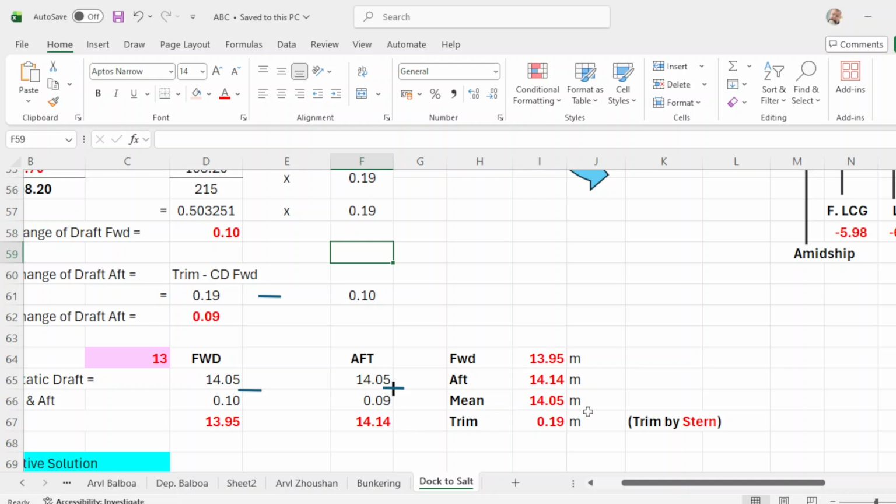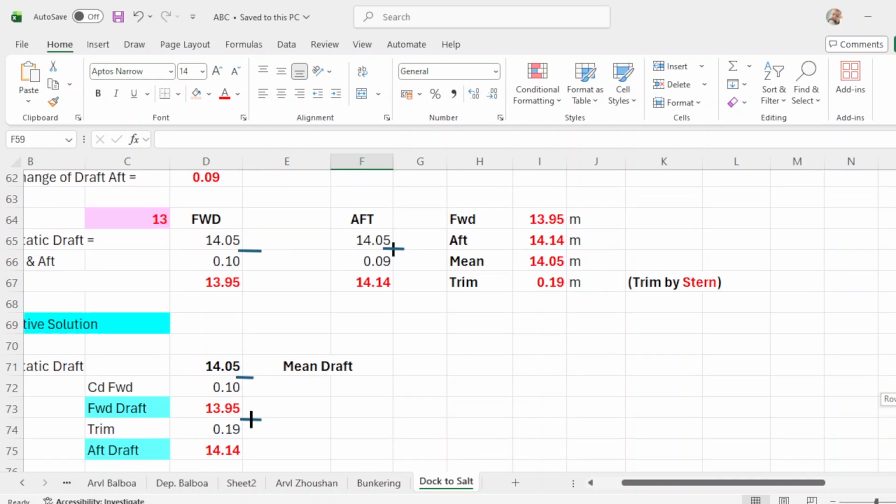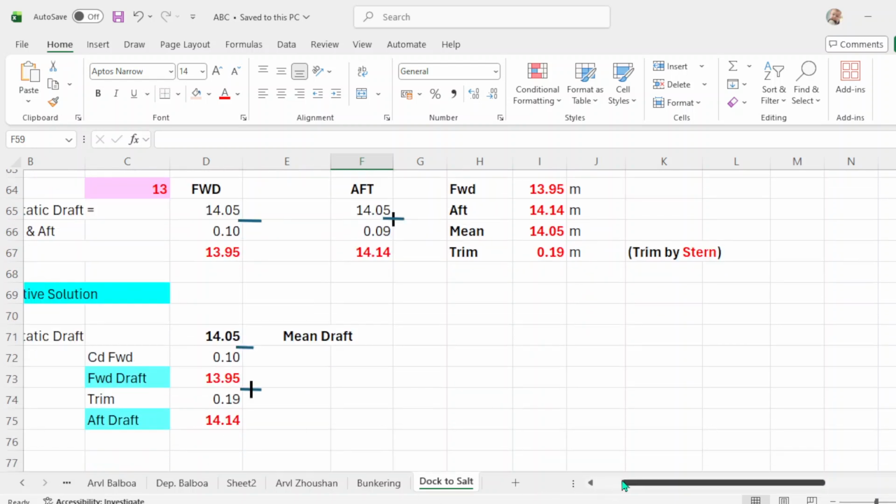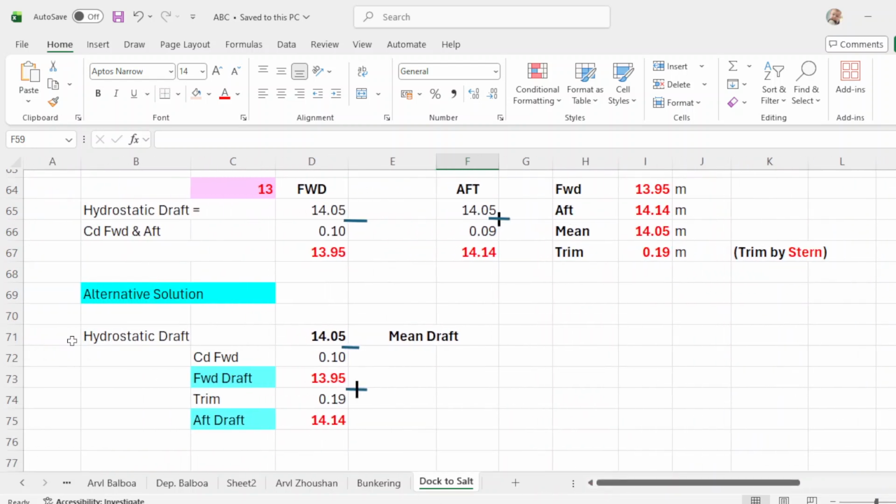Your main drop is 1405 and your trim is 0.19. So you're trimmed by the stern. And there's another alternate solution here: put your main drop here, add your change of drop of 0.10, which is this one, subtract this one, that will be 1395. Then you add your trim. Your trim is 0.19. You add this one, that will be 14.14, which is the same here.